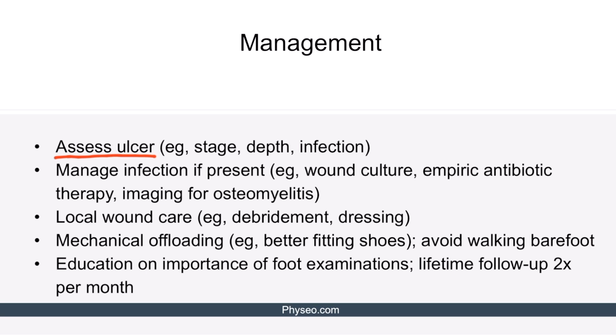Now, in case of pus or other signs of infection, a culture should be obtained to determine the agent. After that, empiric antibiotic therapy should be initiated once the infection is confirmed. Now, if osteomyelitis is suspected, imaging such as an X-ray should be performed. Now, local wound care, such as debridement of necrotic tissue and dressing of the wound to keep it clean and prevent infections, is important for wound healing.